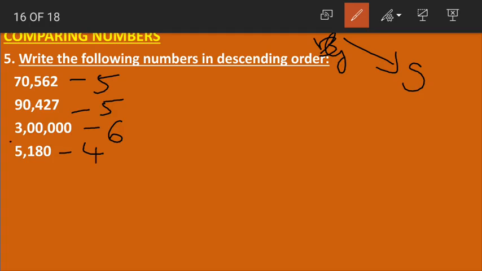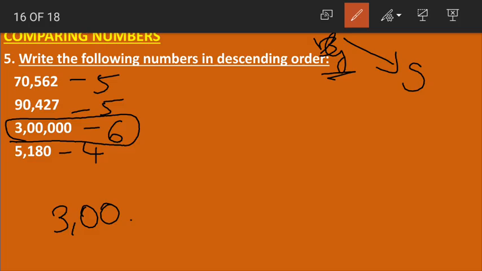Now the number with the greatest number of digits is 3 lakhs. It has 6 digits. So this becomes what? This becomes the greatest number. So the first number we have to write here is 3 lakhs. 3 lakhs is the greatest number. Then what is the second greatest number? We have two numbers with the same number of digits, which is 5. After 6 comes 5, right? We have two numbers with 5 digits.